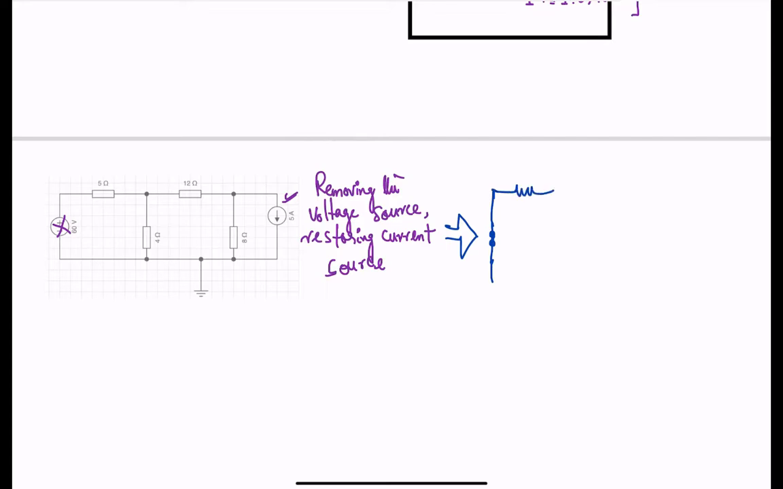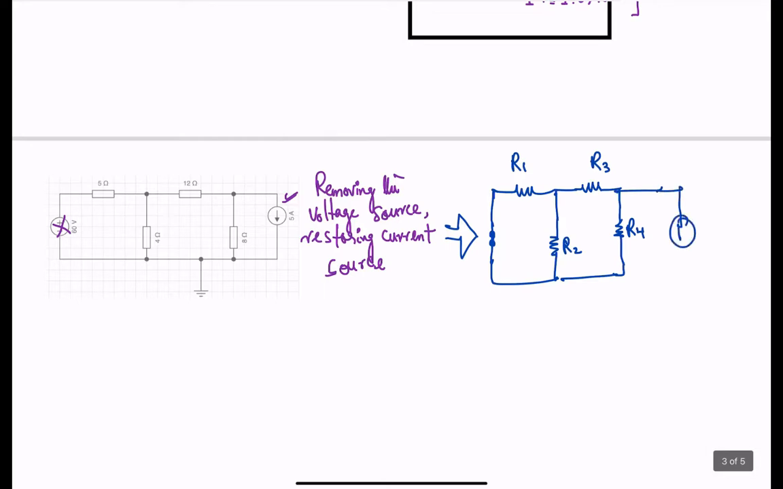You have then R1, which is 5 ohms. You then have R2, which is 4 ohms. I'm just going to label them. You have R3 here. You then have R4 here, which is 8 ohms. And then finally, you have this current source, which is 5 amps. Okay, so the current is flowing in this direction, goes this way, goes this way, and then goes this way. Some of it will go here, some of it will go here.